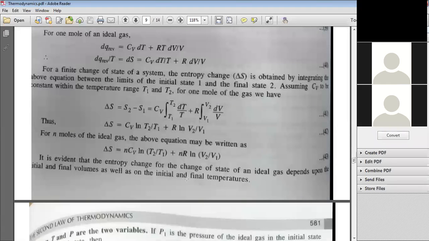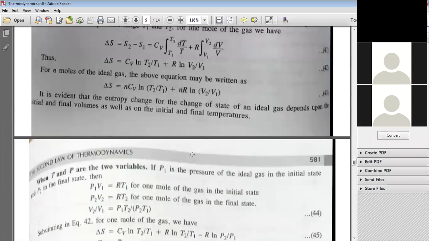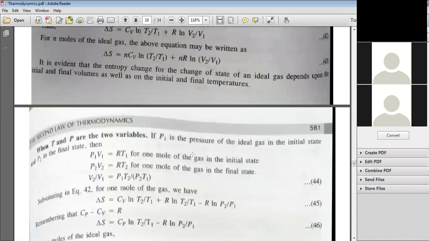has to depend upon the initial and final volume. Means in this formula we have V2 and V1, the initial and final volume, and in addition to this, it also depends on the initial and final temperature of our gas under consideration. Correct? So this is the general formula that we would like to apply in case both of these parameters are changing, and during these changes, this formula holds good for entropy.